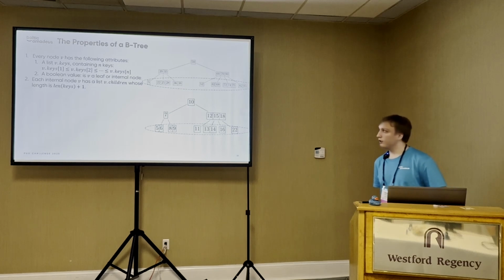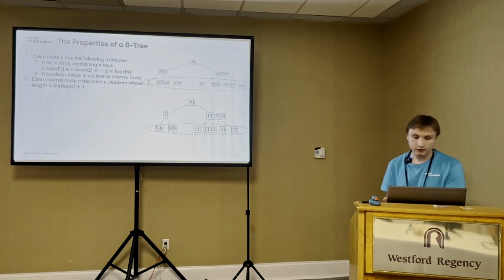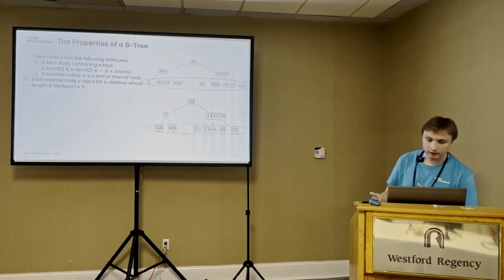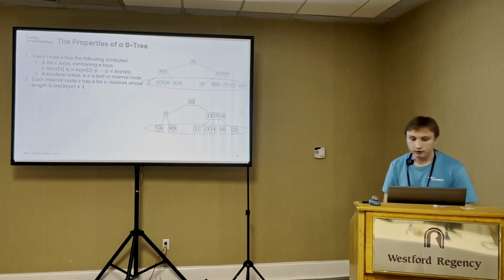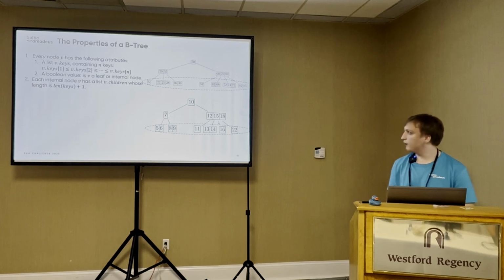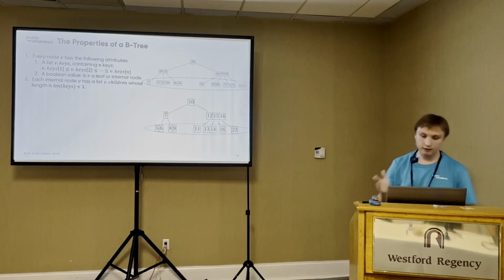Furthermore, each internal node has a list of children, and the size of the list of children depends on how many children the parent has, okay? So for instance, right here, we have 10. Since 10 has only one key, it has 2 children, right? Then right here, since this specific node has 3 keys, it has 4 children. So it's basically the number of keys plus 1. That's what I wish to explain.